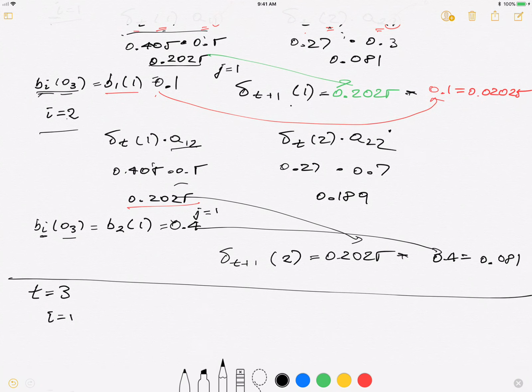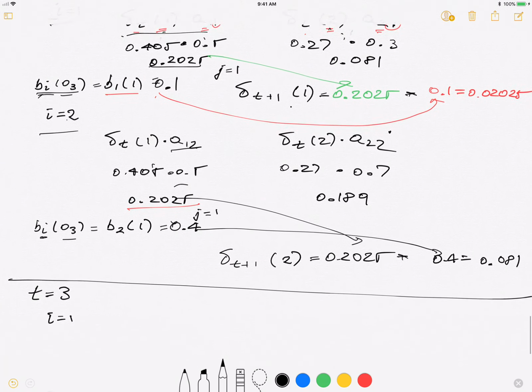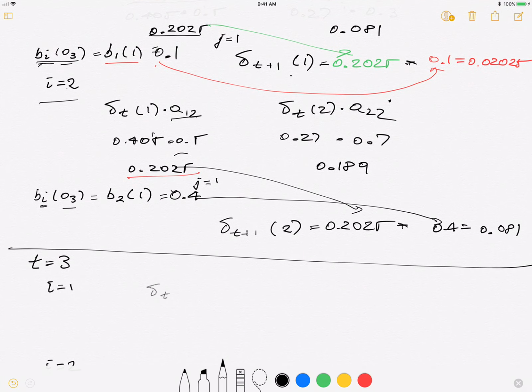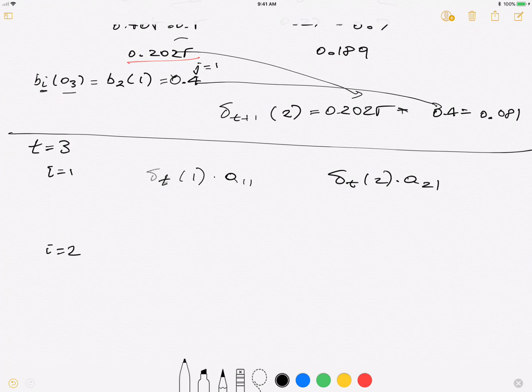I need to calculate what? Maximum between that and that. So that will be delta t of I. Delta t of 1 times A11, or delta t of 2 times A21, yes. On the other hand, delta t of 1 times A12, or delta t of 2 times A22.